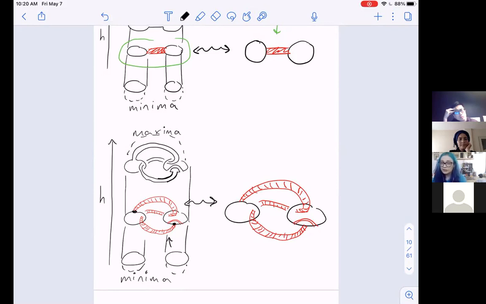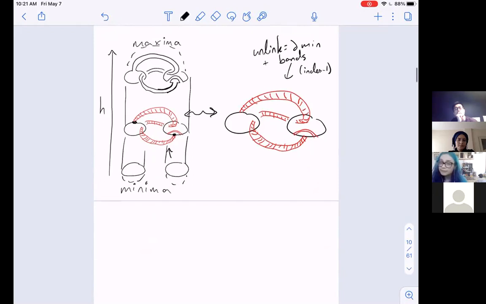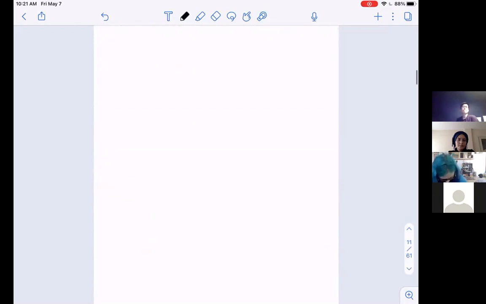So this is a picture of a knotted surface. Again, it's a two-sphere inside of S4. But I don't have to draw the whole thing. I can just draw this section of it, which is this unlink, the boundary of the minima, plus some bands, which are my index 1 points. Okay. So what do you think about that so far?